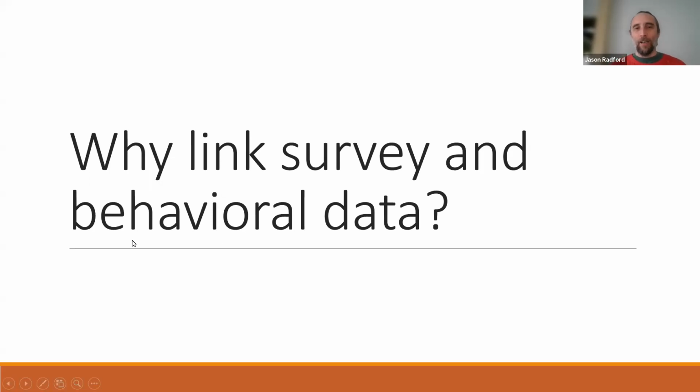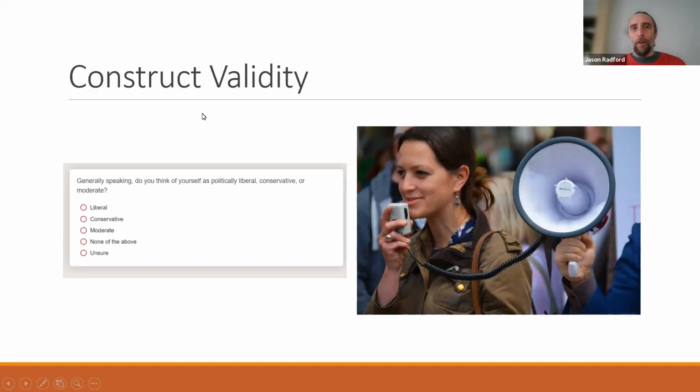So let's talk about why we would want to link surveys and behavioral data. One of the most important things when we think about what surveys measure and what we can measure in behavior is whether we're measuring the right thing. When we ask somebody on a survey, are you politically liberal, conservative, or moderate? It's an identification question. Do you identify as liberal? Do you identify as conservative? Do you identify as a moderate?